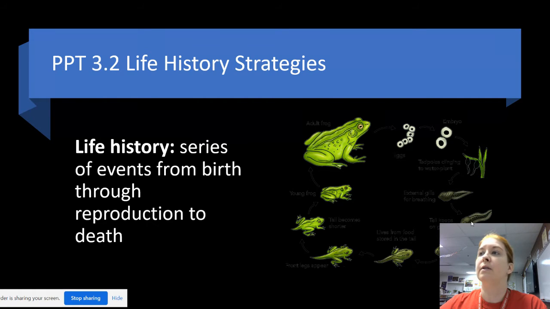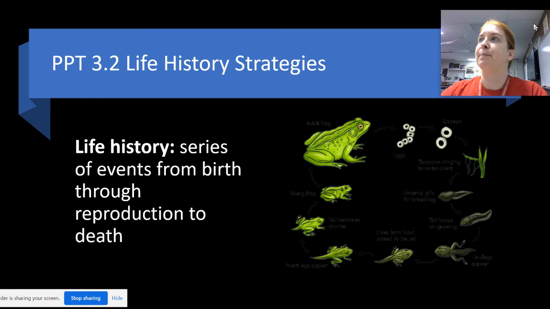Life history, and we're starting on page 6 of your notes in your packet. Life history is the series of events from birth through reproduction and death. So eggs, embryo, the little tadpoles, the little baby frogs, young frog, adult frog, whole process. So when you're talking about life history, that's the whole kit and caboodle.